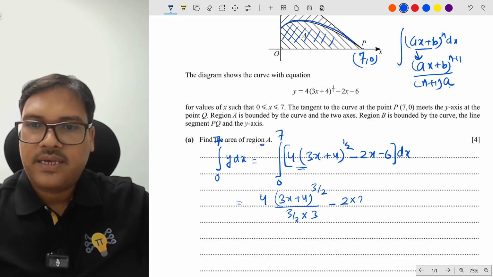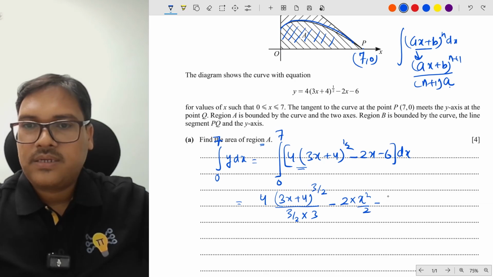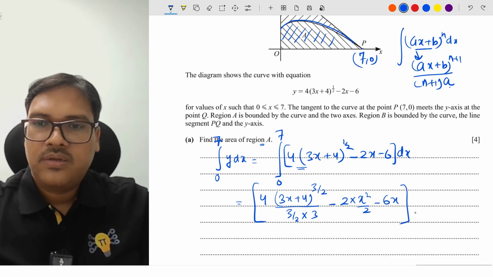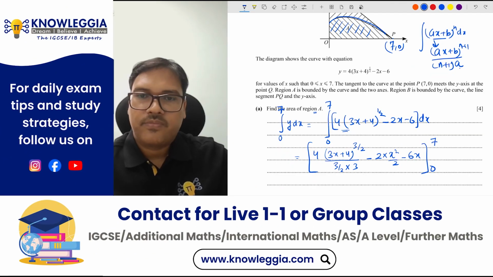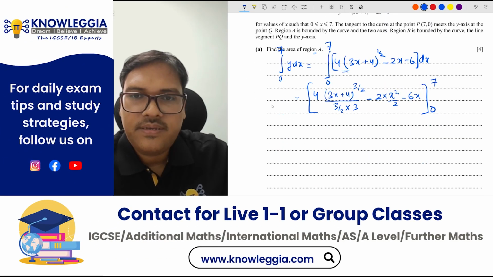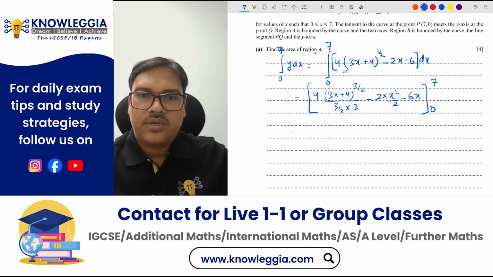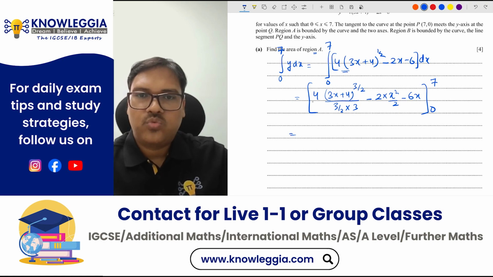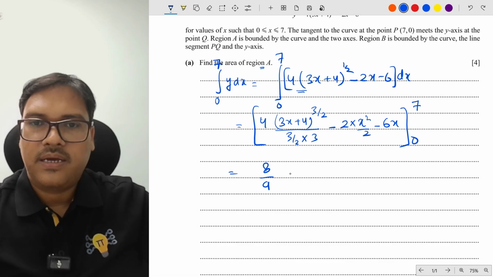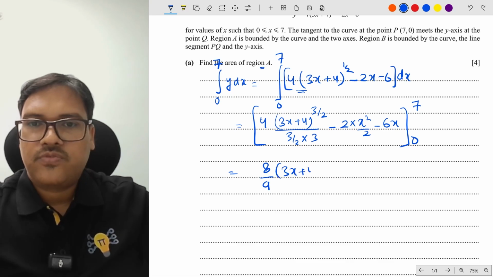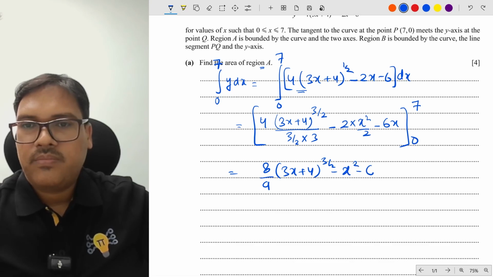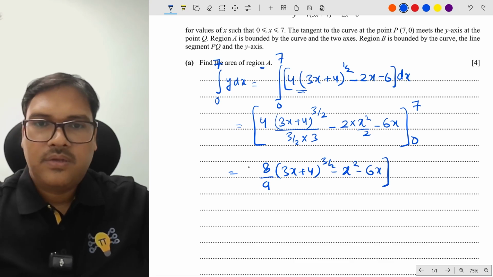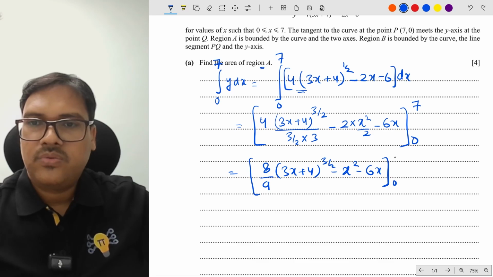What is the integration of x? x squared by 2 and 6, this is 6x. And on this we will have to put the limit 0 to 7. So now I hope this can be easily done. You can see this 2 will go here: 8 by 9, (3x + 4) raised to 3 by 2, minus x squared minus 6x, and we will put 0 to 7.